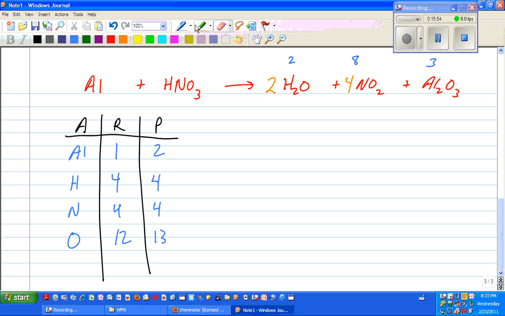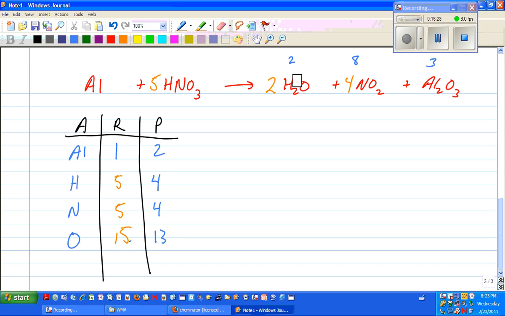And this is going to become the next number up, which would be a 5. That's going to affect my hydrogen, my nitrogen, my oxygen. Let's go ahead and count them up. So I've got 5 hydrogen, and I've got 5 nitrogen, and I've got 15 oxygens. Wow.